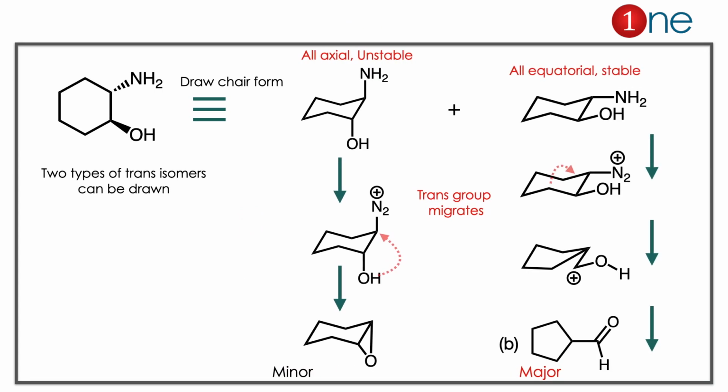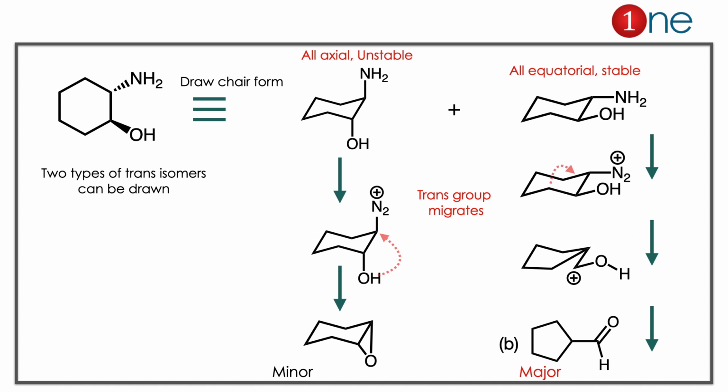Here the starting material is cyclohexane with amine and alcohol in trans position. So you have to draw in the chair form for better understanding. It can be drawn in 2 ways. One is both in axial form, the other both in equatorial form, but both in equatorial is stable due to less steric influence. So that will be the major product.